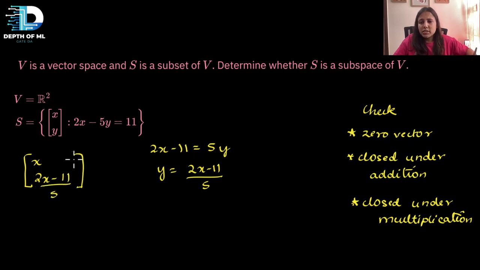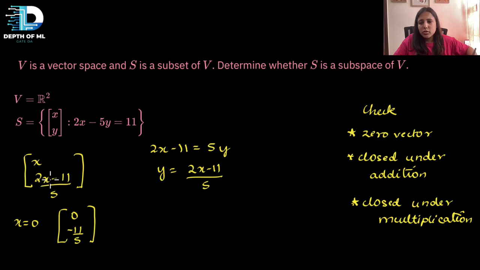So this is the form of my vectors in this particular subset, which is S. Now to find the 0 vector, I will try to make both of these things 0. So if I want to make this 0, I will take x equals 0. So I'll get 0, but here I'll get minus 11 by 5, right? Maybe I can try setting this 0 and this will become 0.